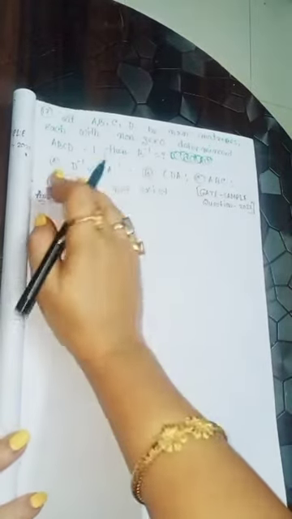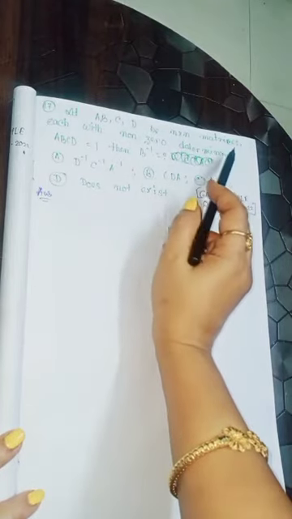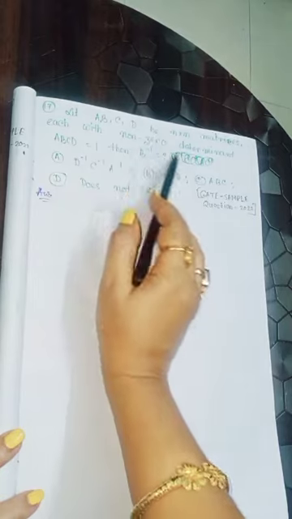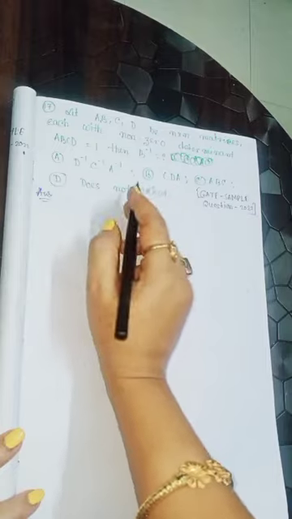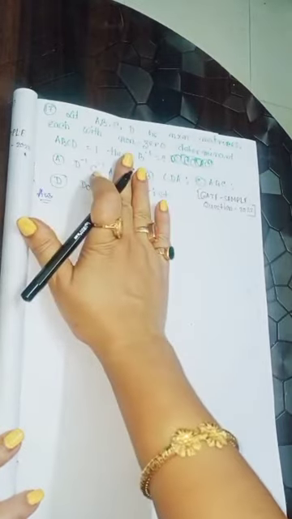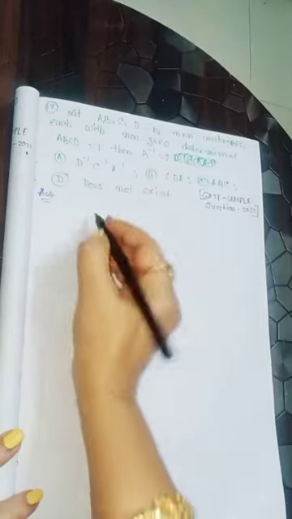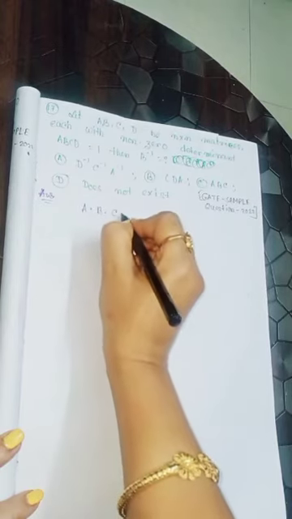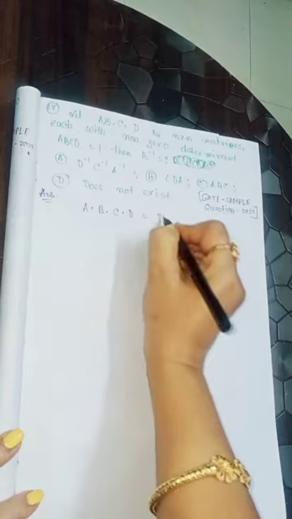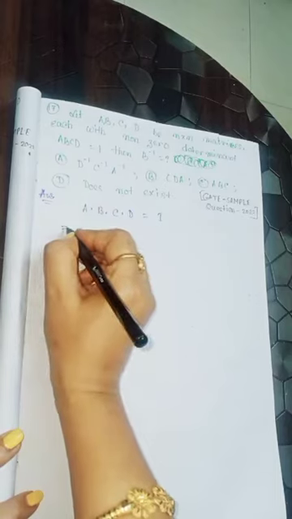Question 17 tells us, let A, B, C, D be n cross n matrices, each with non-zero determinant, and A B C D is equal to I. Then B inverse is equal to what? So this is also a GATE sample question, and it is a question of linear algebra. Here given A dot B dot C dot D is equal to I. So first we eliminate A.